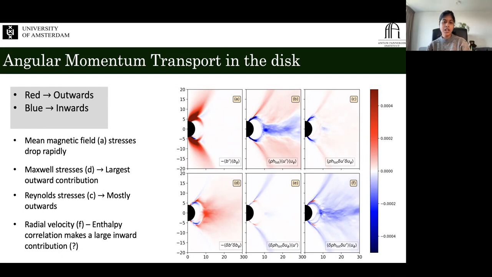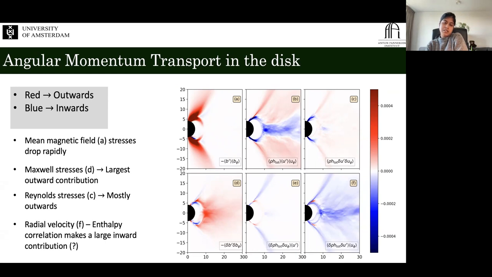In the disk, this angular momentum transport is immediately taken over by Maxwell stresses, and it's mostly transporting angular momentum outwards. Now, as I was saying before, we were suspecting that there might be an extended magnetosphere, meaning there might be a lot of field lines connected to the disk. But looking at this plot, it doesn't seem to be the case, because if there were an extended magnetosphere, the mean magnetic field stresses would not have dropped that rapidly. You would have seen a lot of magnetic stresses as you go outwards in the disk as well.